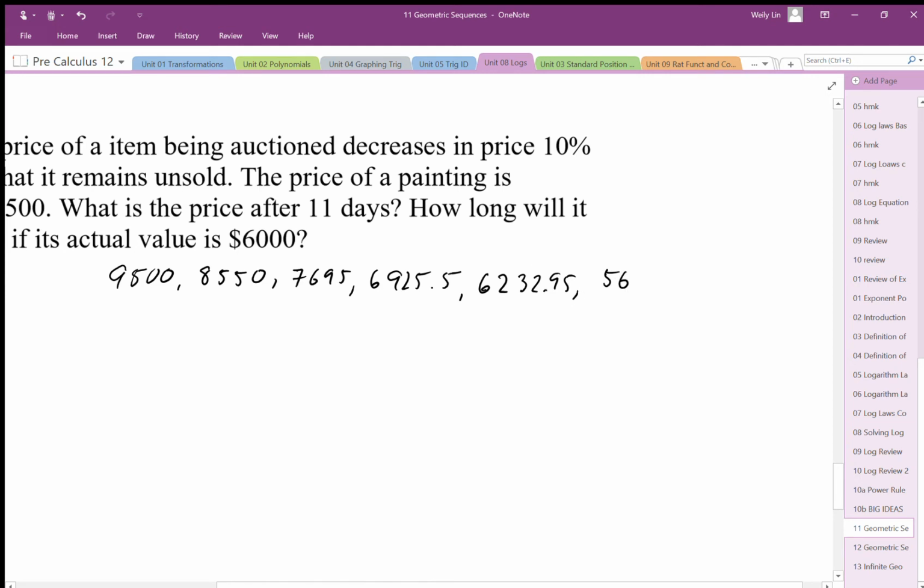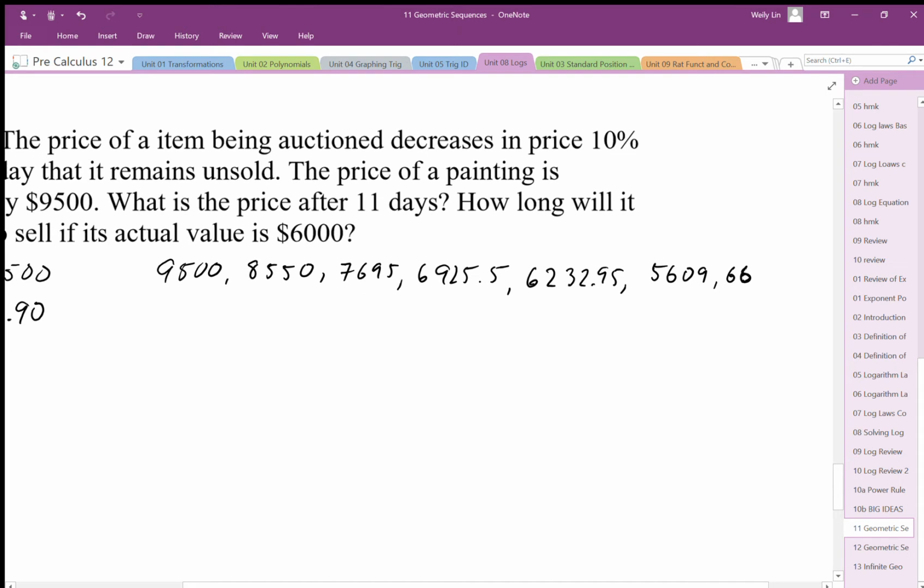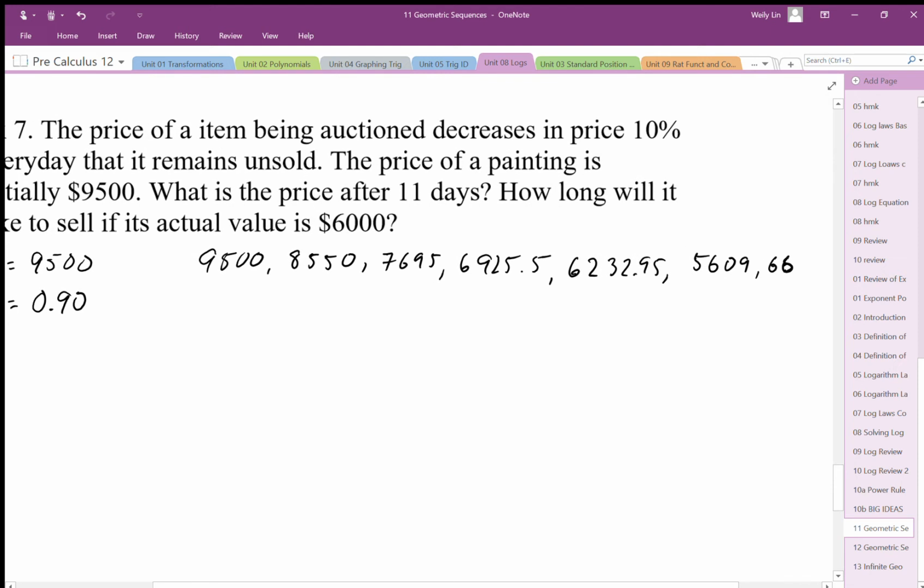Okay, now if this is a discrete problem, then it wouldn't sell for exactly 6,000. But if we think of this as a continuous problem, it's going to be somewhere between these two terms. So first term, second term, third term, fourth term, fifth term. Somewhere between the fifth and sixth term, we're going to sell for $6,000.